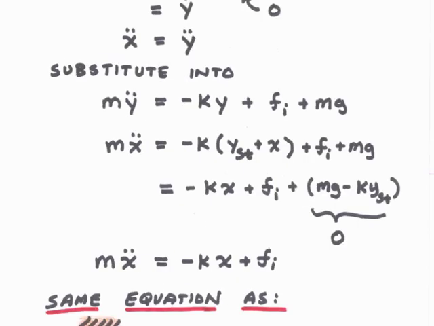We'll now substitute these equations for x, x dot, and x double dot into our differential equation of motion. So plugging this into m y double dot equals minus ky plus Fi plus mg, we will obtain the following differential equation. m x double dot equals minus kx plus Fi. And what you'll note is we've had a cancellation here. mg minus k times y_st is 0, so we can eliminate that from the expression.